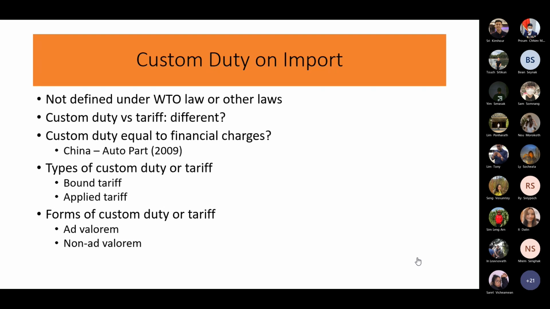Again, we have no definition of custom duty. We have no definition of financial charge, but based on practice, financial charge happens internally, but custom duty only happens at the border before the good can be imported into one country. So my question is, is custom duty here equal to financial charge? Or are they different? Are they different or are they the same?